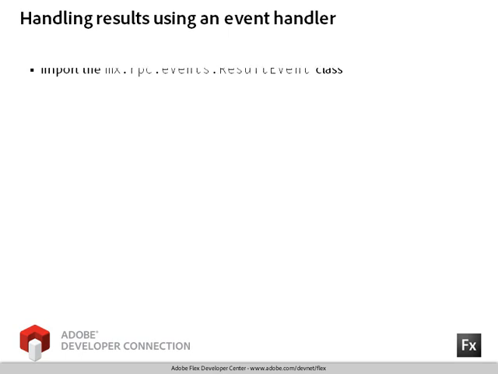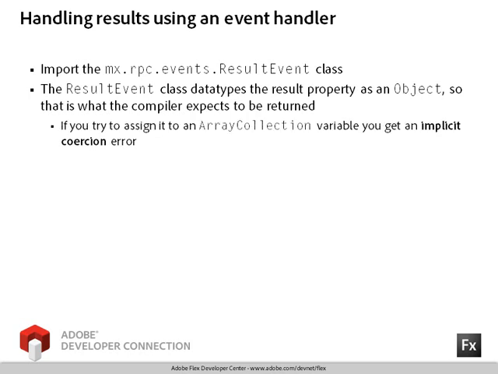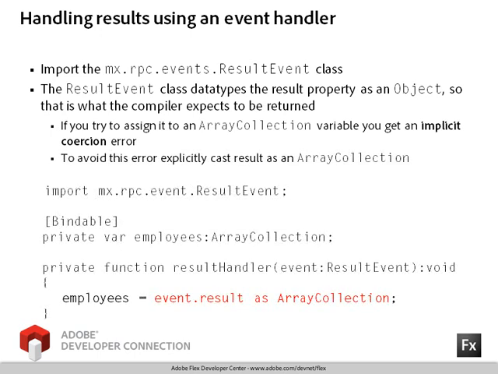The event object is typed to the mx.rpc.events.ResultEvent class, which you must import. The ResultEvent class data types its result property as an object. If you try to assign the result data to an ArrayCollection variable, you will get an implicit coercion error. Therefore, you must use the as operator to cast the result property as an instance of the ArrayCollection class.